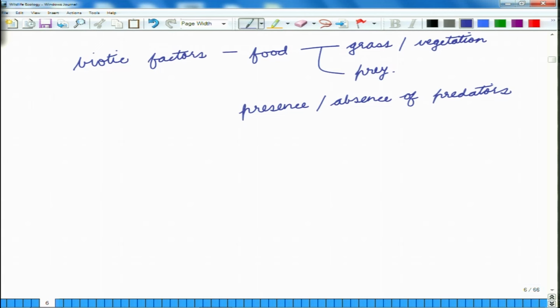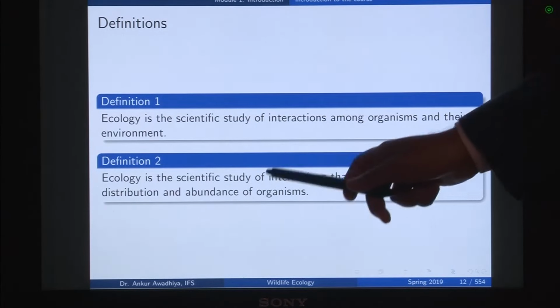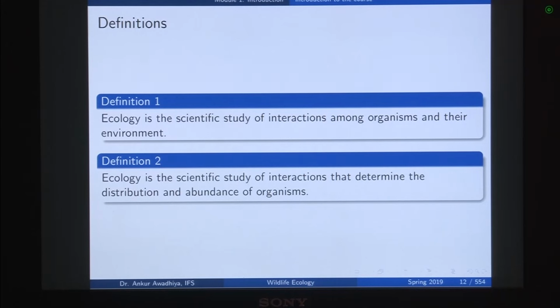So, if an area is having a very huge population of tigers, then probably cheetal and sambar would not prefer to live in that area because they will get eaten if they live there. Or you can have things such as parasites, or you can have things like diseases. So, a number of these factors play a role in determining the abundance and distribution of the animals, and ecology is the scientific study of all these different factors and their interactions that are determining the distribution and abundance of organisms.